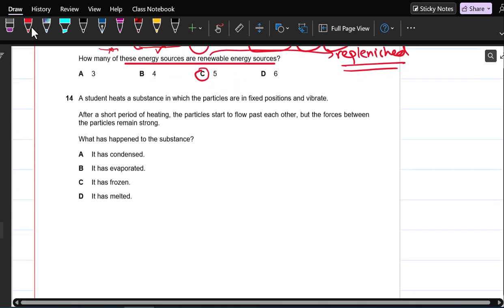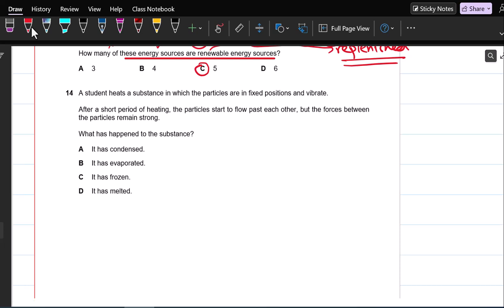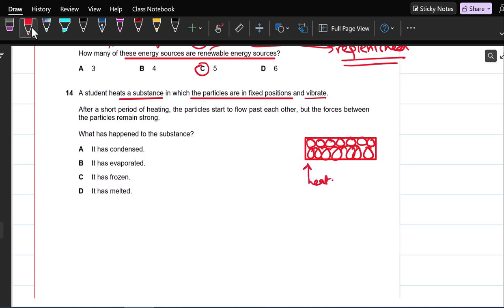Okay, now we are, dear students, on question number 14. Question number 14 says a student heats a substance in which the particles are in fixed position and vibrate. So it is going to be, you can say, a solid. In this way, particles are arranged. Heat is given to this substance. After a short period of heating, the particles start to flow past each other.